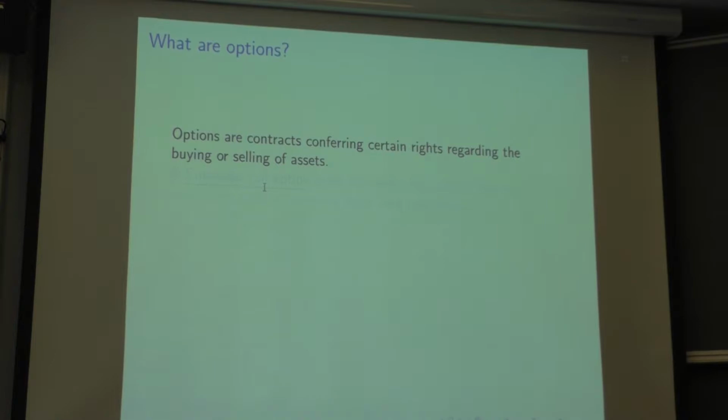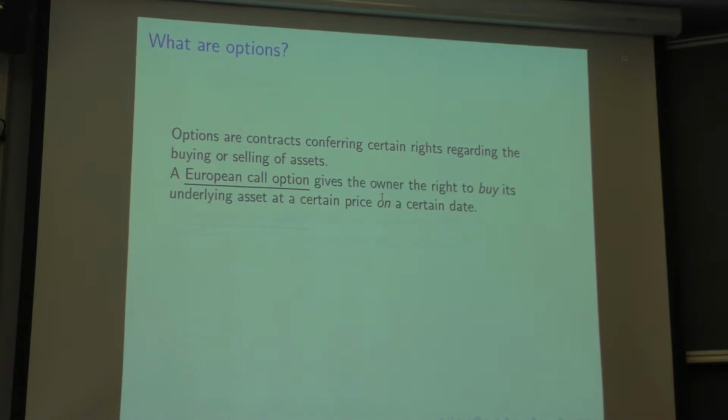So there are four kinds of options we're going to look at now. They come either as call options or put options. So let's start with a European style call option. So this is a contract that gives the owner the right to buy its underlying asset at a certain price, a pre-agreed price, on a certain date.